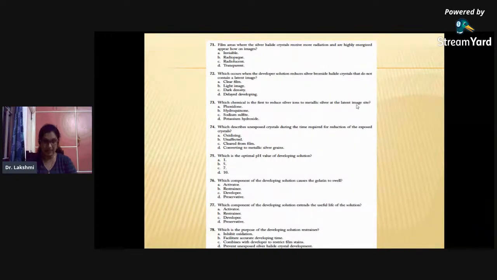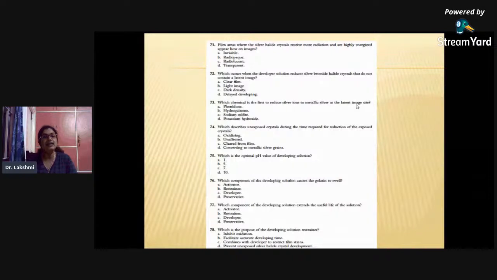Then 73. Which chemical is the first to reduce silver ions to metallic silver at the latent image site? 73 answer will be first, that is phenidone. 74th, which describes unexposed crystals during the time required for reduction of the exposed crystals. 74 option is B, unaffected. Okay. 75, which is the optimal pH value of developing solution. The one is last, that is 10. It should be more alkaline.